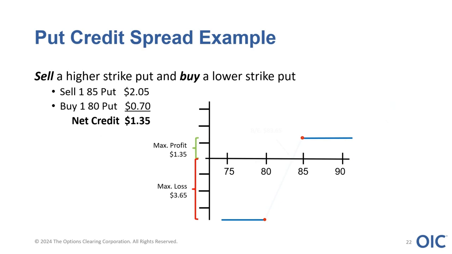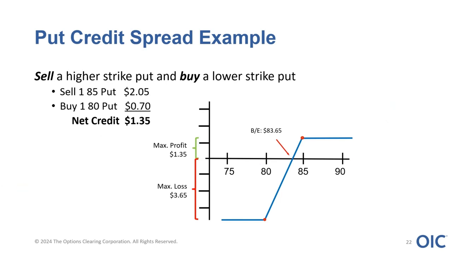The interesting part, again, happens between 85 and 80. In this case, your break even is 83.65. Why? Because 85 minus $1.35, the credit that you received. This is what I call the cushion. This $1.35 of premium is the cushion below the 85 strike where you still have room before your break even gets reached at 83.65.